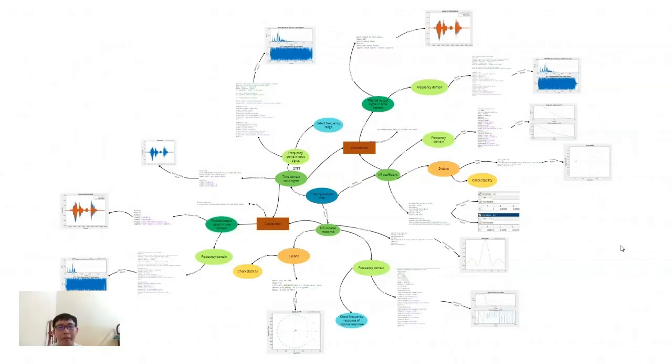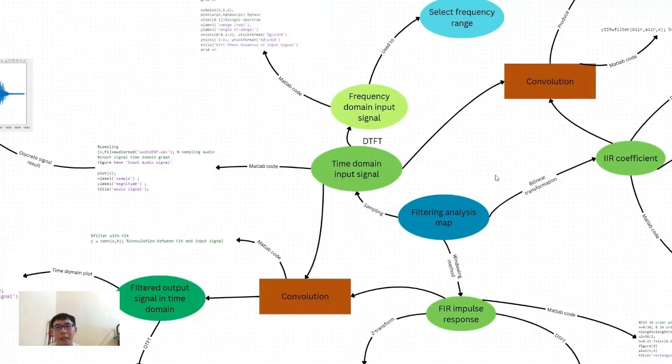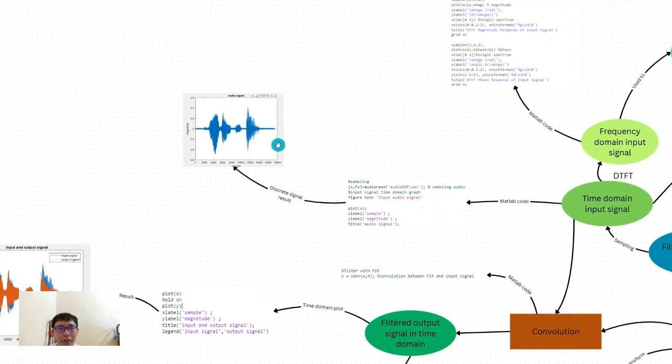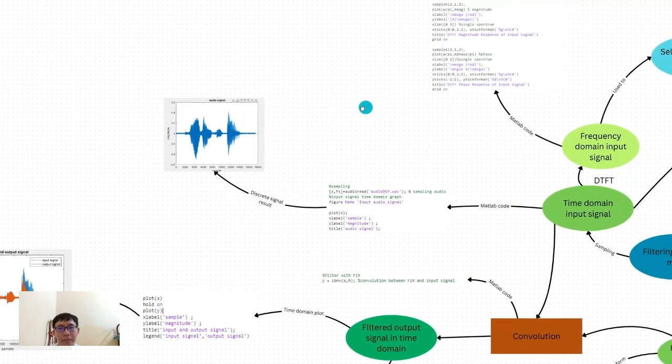So I am Song Xiang Wei. Now I'm going to present the sampling part of the filtering. The audio we get is a continuous signal, so we need to sample it to become the discrete time domain input signal. This is our main code. We use the audioread function to sample the audio. And this is the figure for our discrete signal.